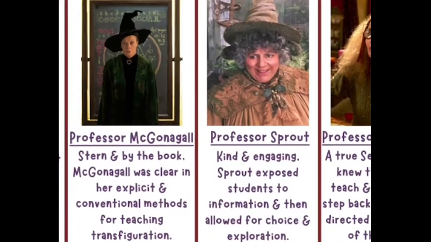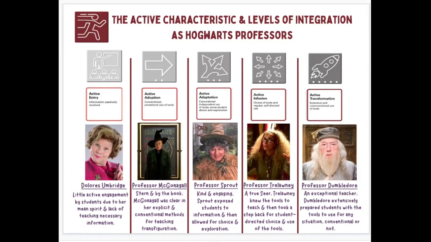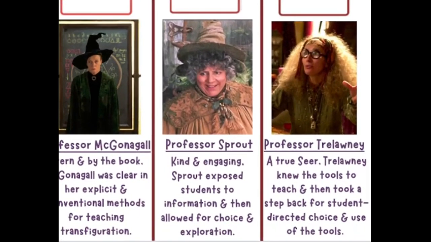Active adoption would be similar to Professor McGonagall. Stern and by the book, McGonagall was clear in her explicit and conventional methods for teaching transfiguration. With adaptation, that's like Professor Sprout, kind and engaging. Sprout exposed students to information and then allowed for choice and exploration.